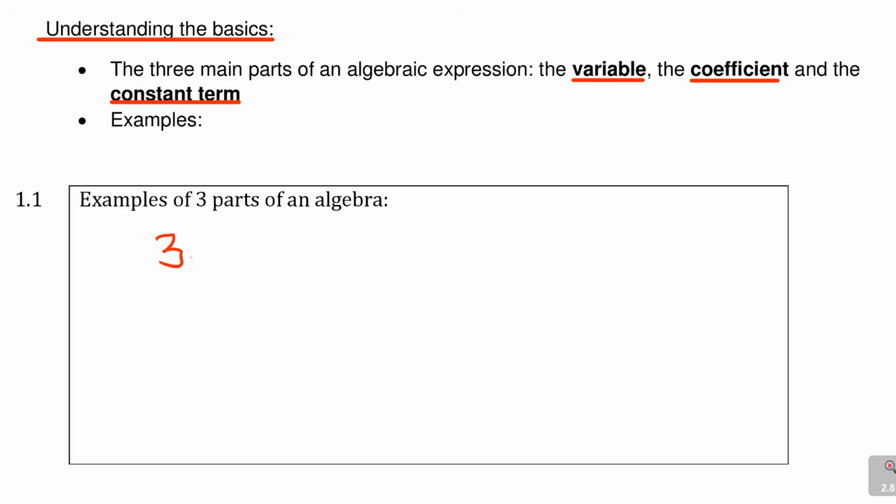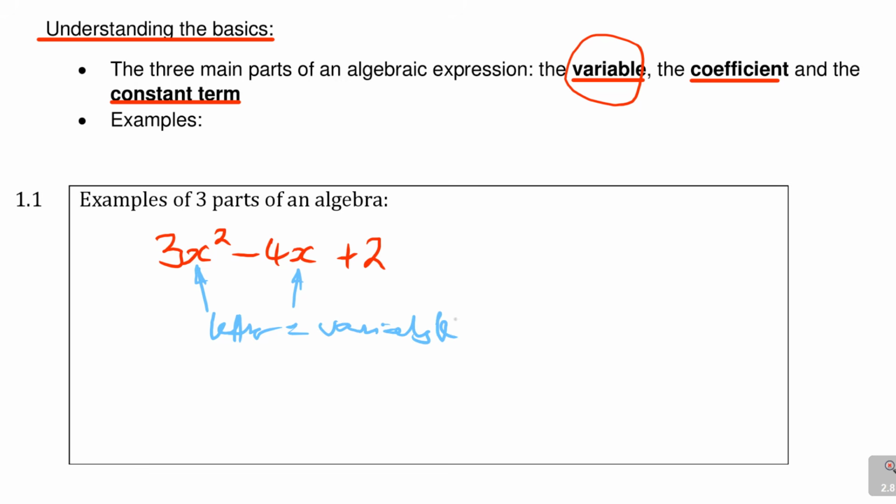For example, let's say I've got here 3x squared minus 4x, let's say plus 2. In this case, I just want to show you which one is the variable. When you're talking about the variable, it is the x, the letters. So that is your variable. The letter represents the variable.